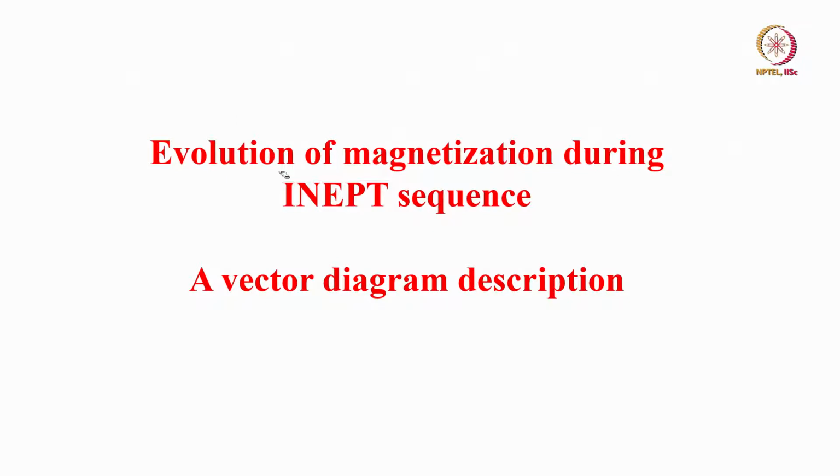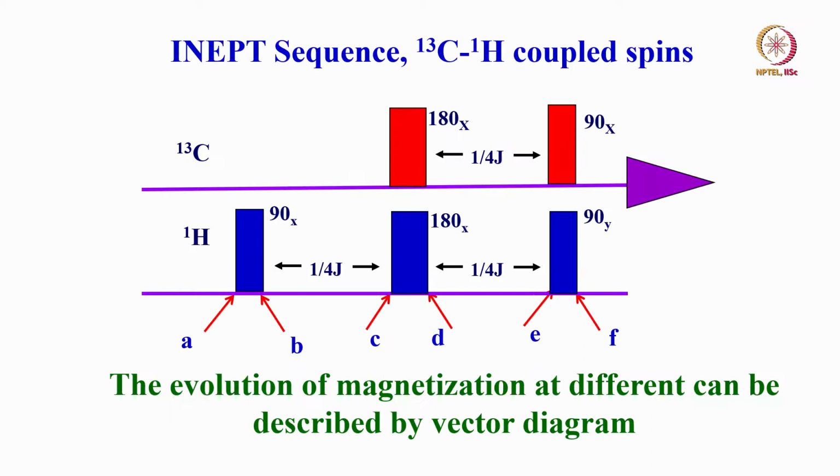Let us see the evolution of the magnetization, how it happens during the INEPT sequence, just by vector diagram. We will come to the product operator treatment later. This is the INEPT sequence which we discussed so far. This is a proton pulse and a delay, and then 180 pulses, one on carbon-13, one on proton, and then we apply a 90 pulse. This is the echo sequence, and then you apply a detection pulse for the carbon, and then start decoupling. This is a very simple experiment.